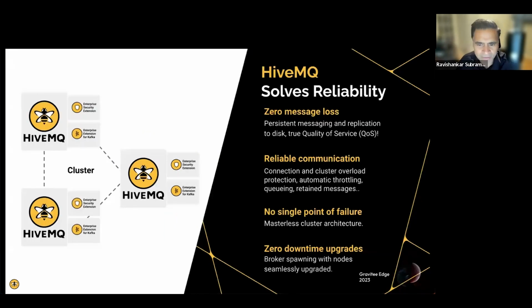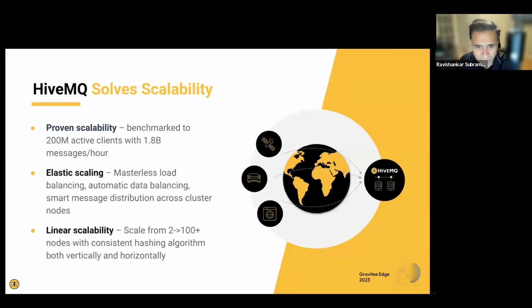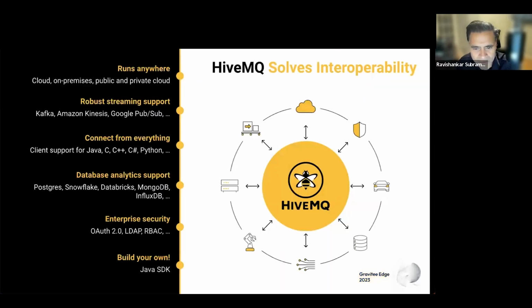The next few slides basically talk about some of these features that I already touched upon, which is basically reliability, which deals with zero message loss, no single point of failure, zero downtime upgrades, reliable communication, which some of it comes through the implementation of the MQTT standard protocol, and other things are what we have done on top of that. And scalability, we talked about the 200 million benchmark, elasticity of the scaling through the load balancing that we talked about, the linear scalability as well. That's key to our solution.